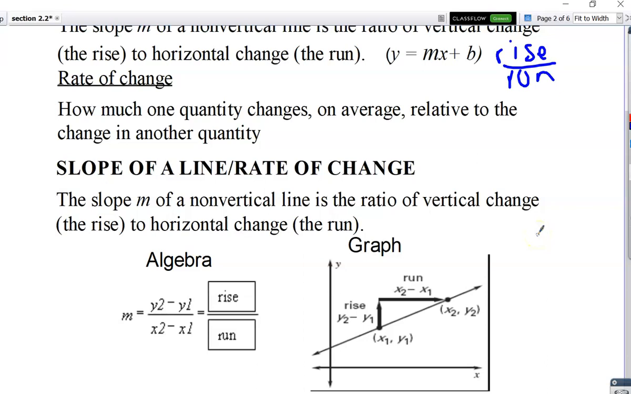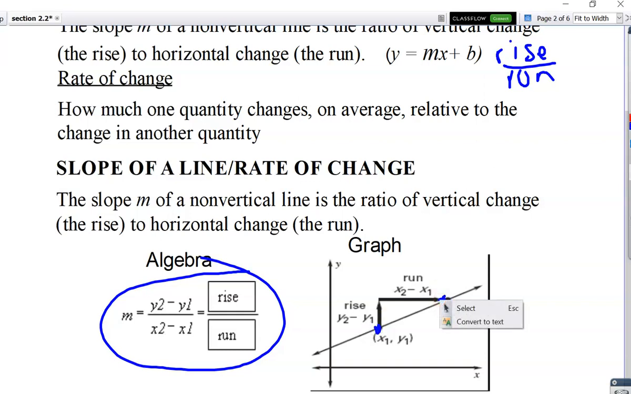And then you can calculate slope a few different ways. Again, it's the rise over run, the ratio of the vertical change to the horizontal change. So the formula that we use is m equals y2 minus y1 over x2 minus x1. And if we're looking at a graph, if we're given 2 points, we can just calculate what our vertical change is and write it as a ratio to what our horizontal change is.